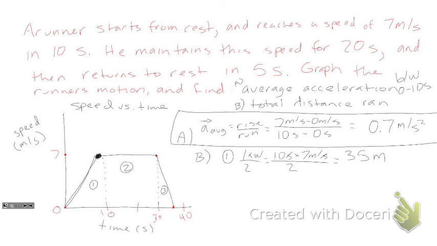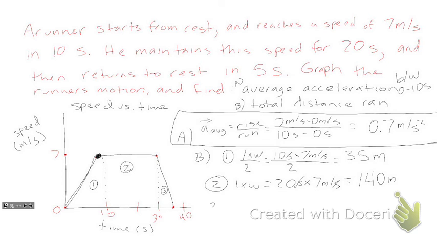So for part 2, we have a rectangle, which is nice. Area for a rectangle is base times height, or length times width, whatever. I'm just going to be consistent here. So length times width. My length is from 10 to 30, so it's 20 seconds, times my height, which is 7 meters per second. So 20 times 7 is 140 meters. Again, my seconds are going to cancel.